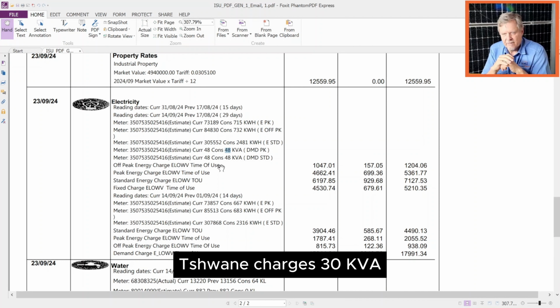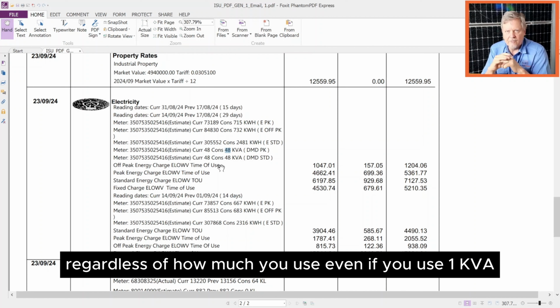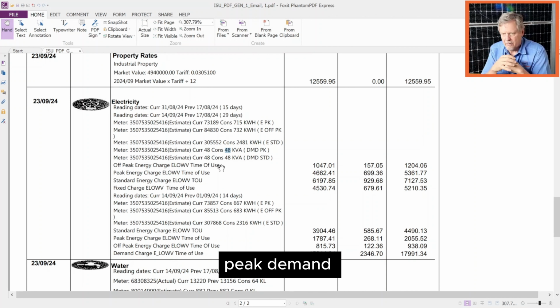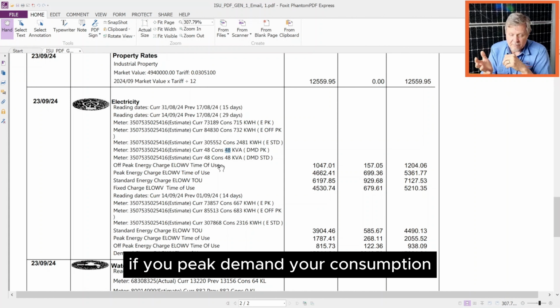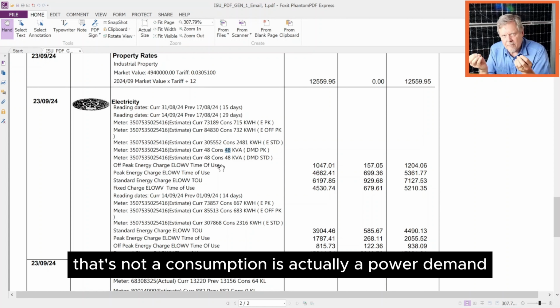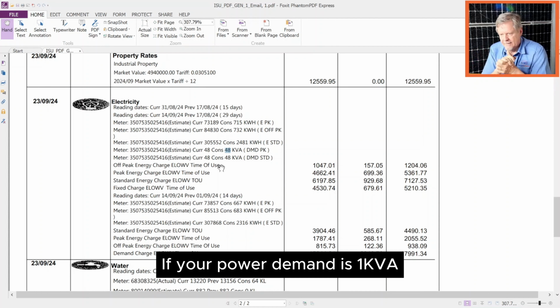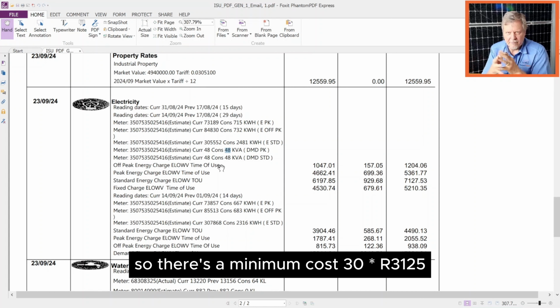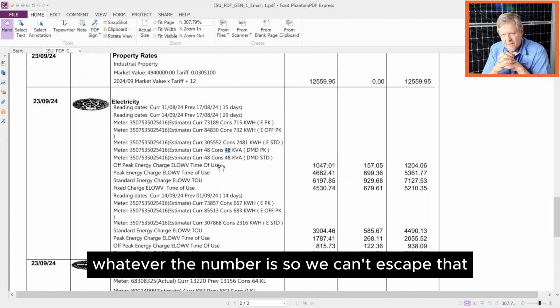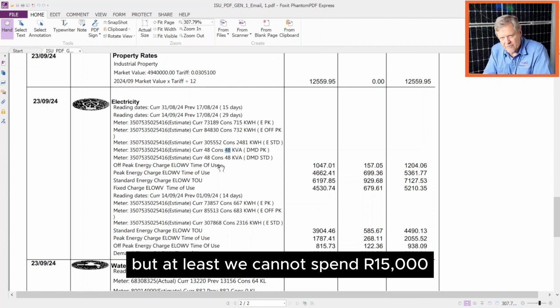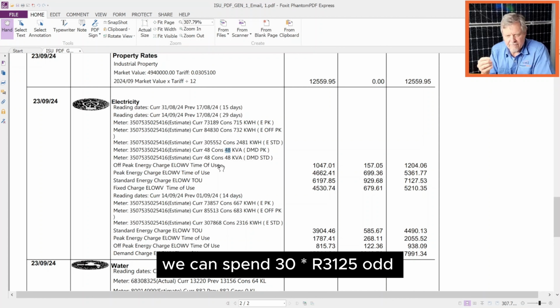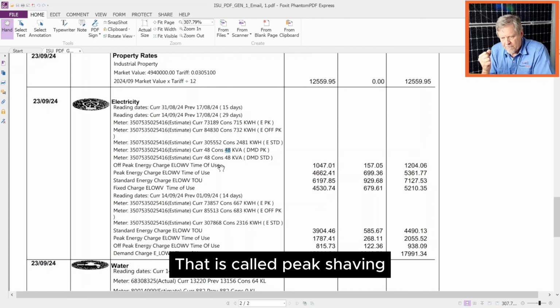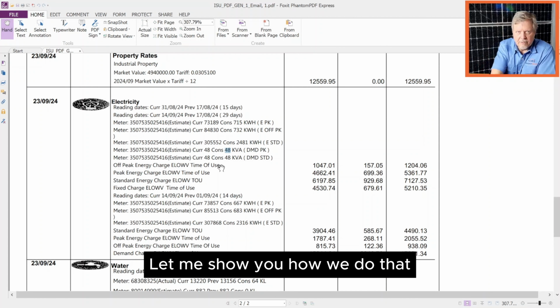Tshwane charges 30 kVA, regardless of how much you use. Even if your peak demand is 1 kVA, it's not a consumption, it's actually a power demand, they still charge 30 kVA. So there's a minimum cost, 30 times 325, whatever the number is. So we can't escape that. But at least we can not spend 15,000 rand, we can spend 30 times 325 odd rands. That is called peak shaving. Let me show you how we do that.